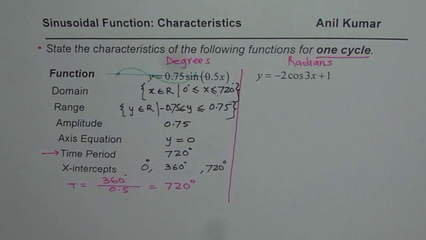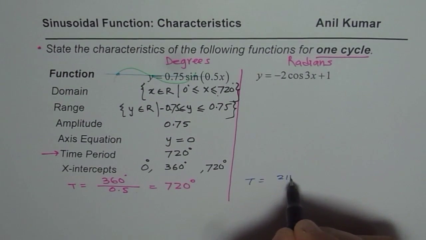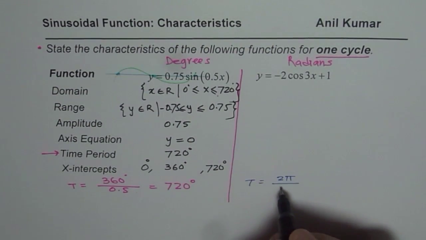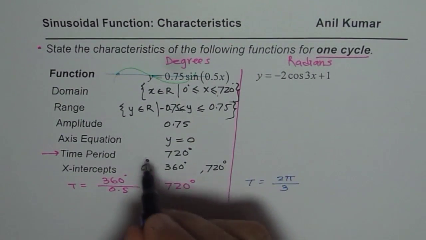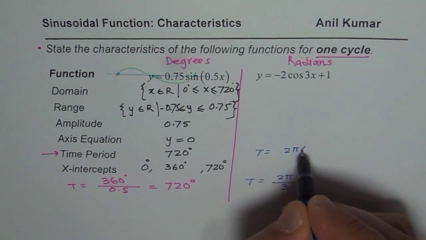Okay, so the time period will be, radians is 2 pi. 2 pi divided by 3. So 2 pi by 3 is your time period. So we'll write time period T equals 2 pi by 3.